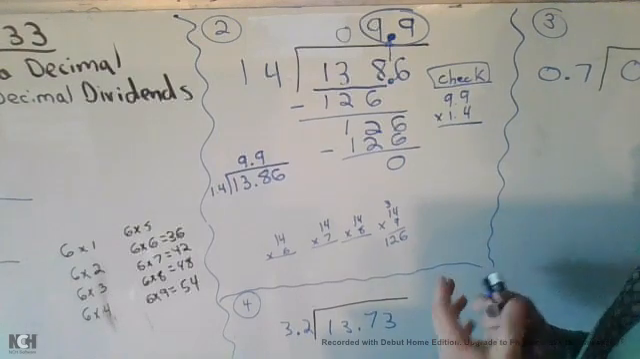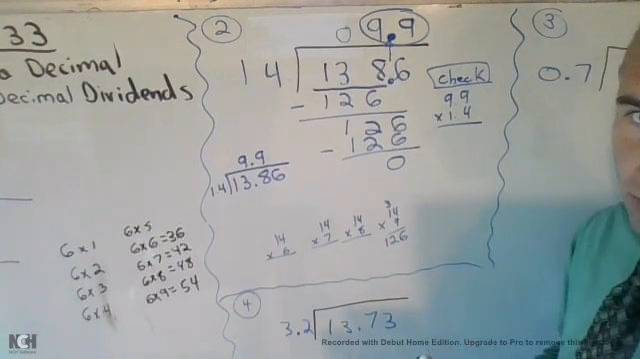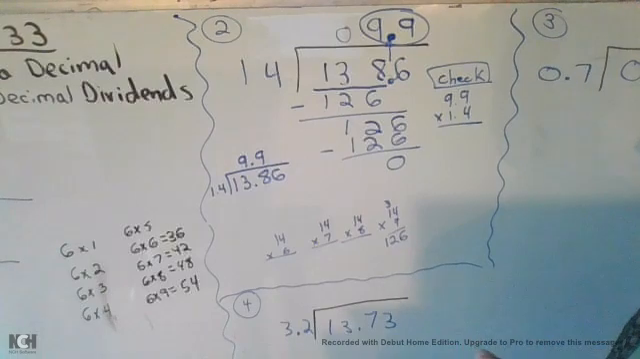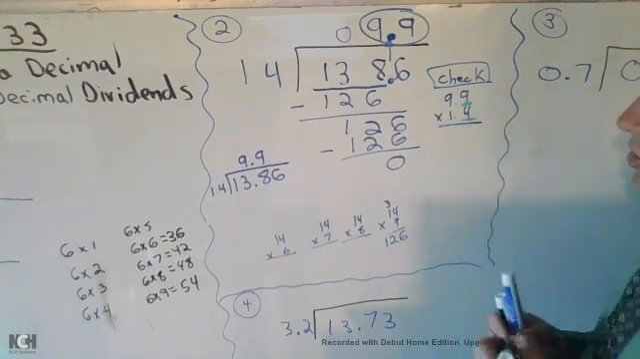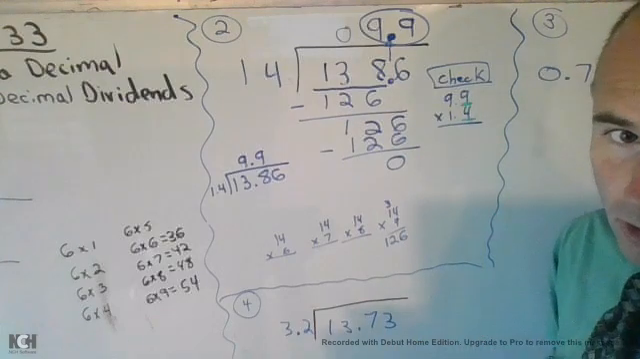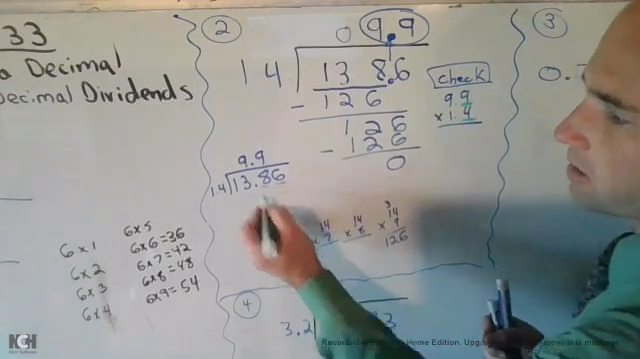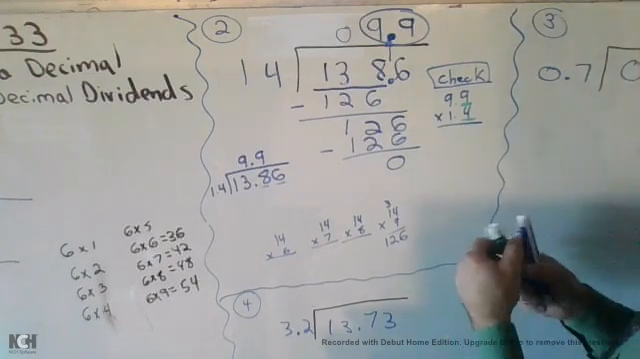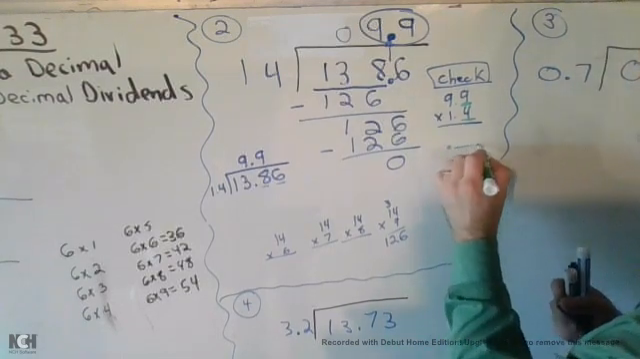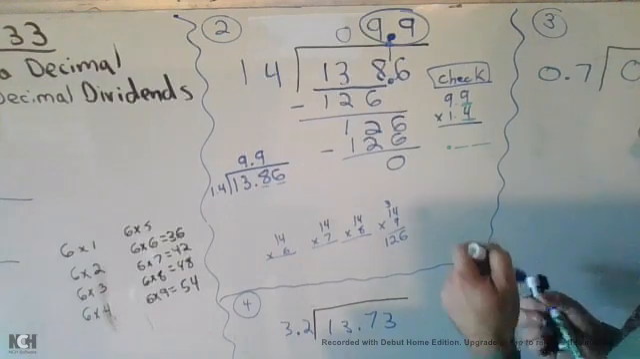So if I checked it, I could use strategy 1 or strategy 2. But I also have to recognize that I have decimal points here. And there's 2 of them, which means my answer should have 2 decimal points. Ooh, my dividend has 2 decimal points. So I must be on the right track. I'm just going to show this check using strategy 1.